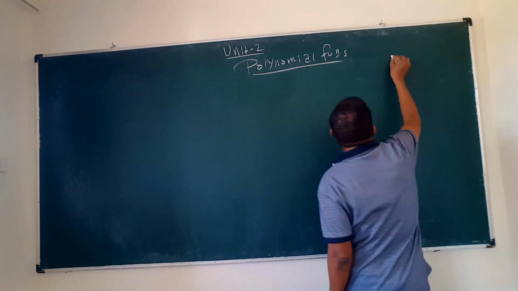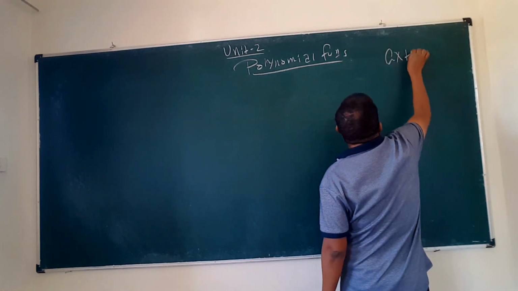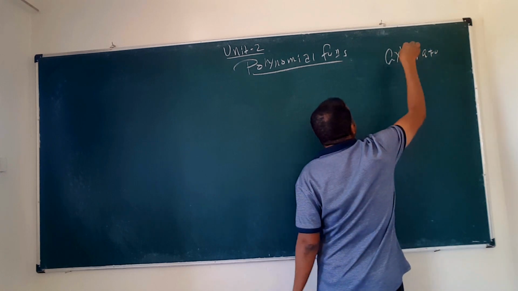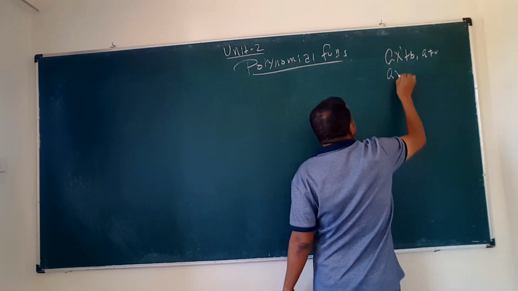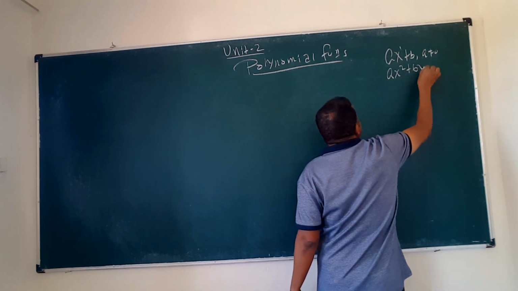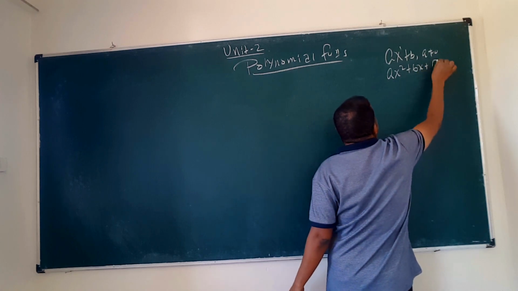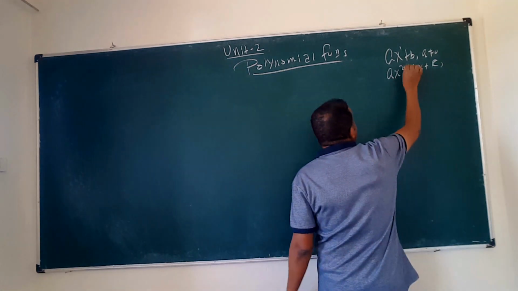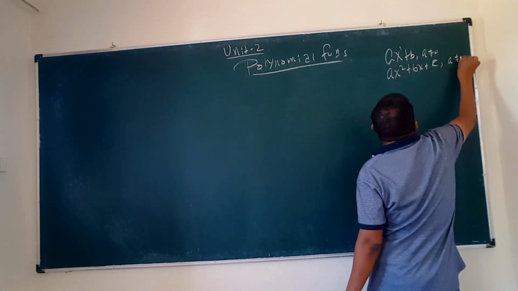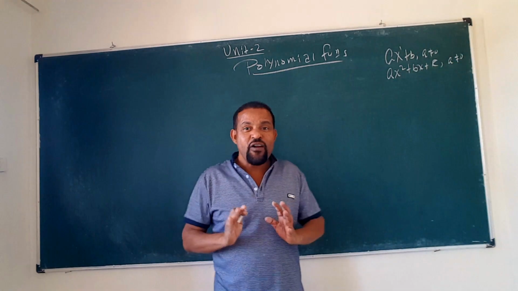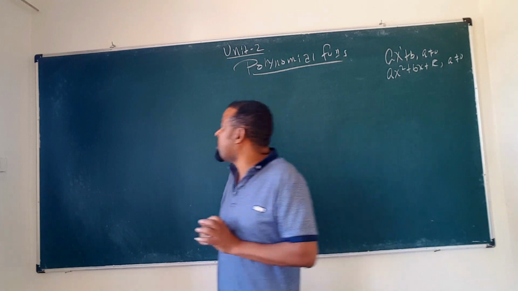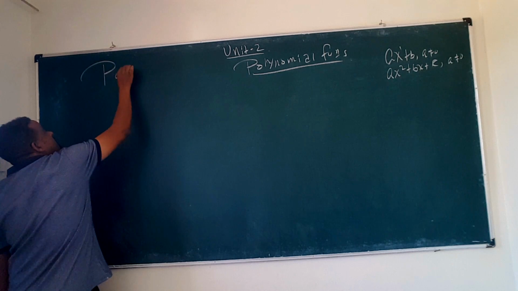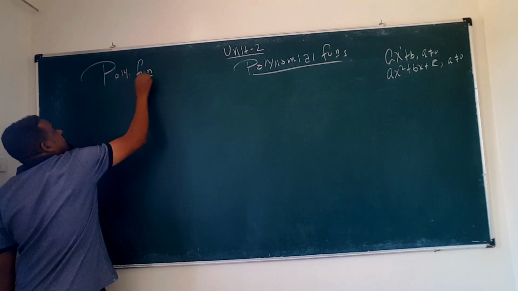Linear functions are functions that could be written in the form ax plus b, where a is different from 0, of course, and the highest degree of x is 1. Quadratic functions are functions that could be written in the form ax squared plus bx plus c, with the highest exponent of x being 2, and a is different from 0. Now, let's define what we mean by polynomial function.